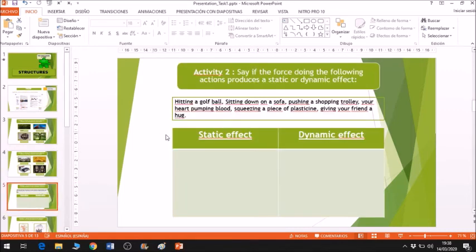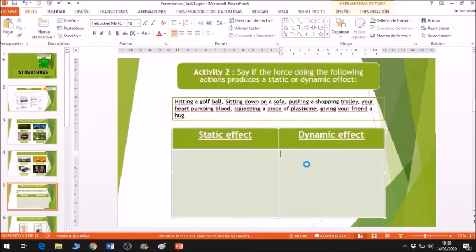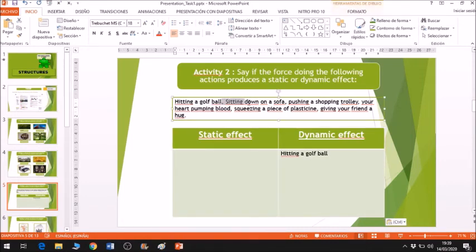In the second activity, you have to classify these situations. For example, hitting a golf ball as a static effect of a force or a dynamic effect of a force. When you hit a golf ball, it will move, so it will be a dynamic effect. Right here. Now you have to do the same with sitting down on a sofa.